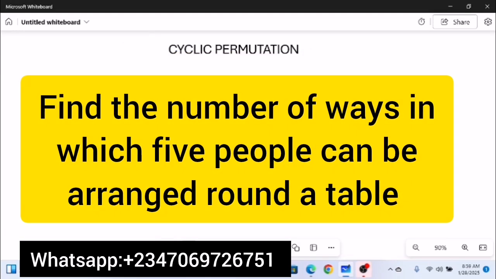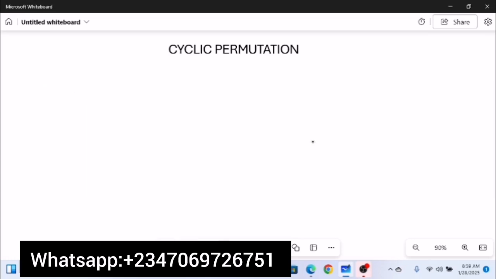Now, suppose we are asked to find the number of ways in which 5 people can be arranged around a table. So you know that a table is usually cyclic in nature, something like this. So in this case, we're talking about cyclic permutation. Since a cycle has no beginning and it has no end, the only way we can do this is by fixing one of the persons at one point of the table. So you hold one person fixed, then you spread the other 4 people remaining.